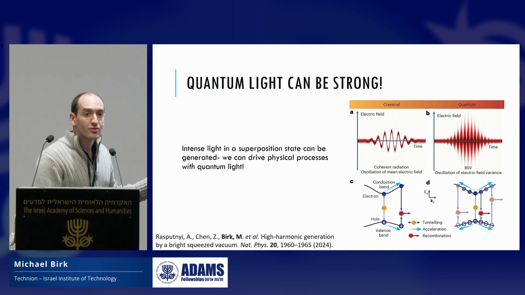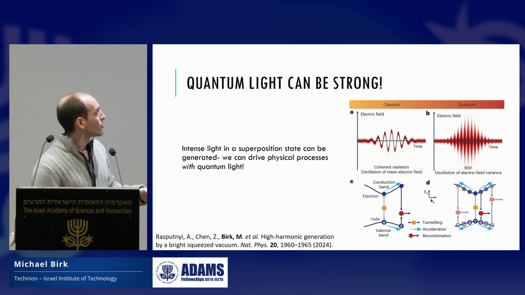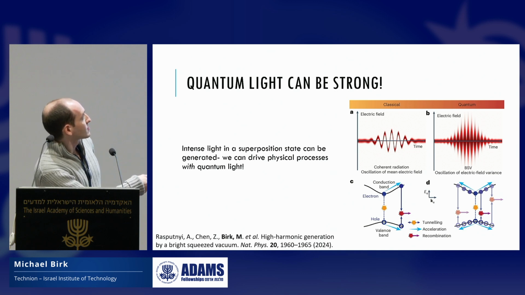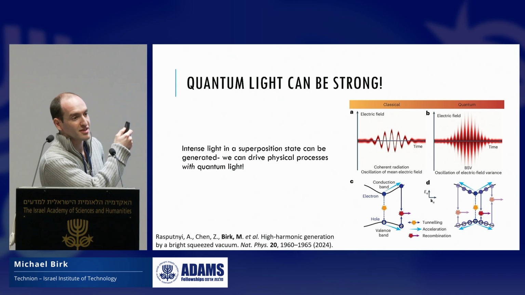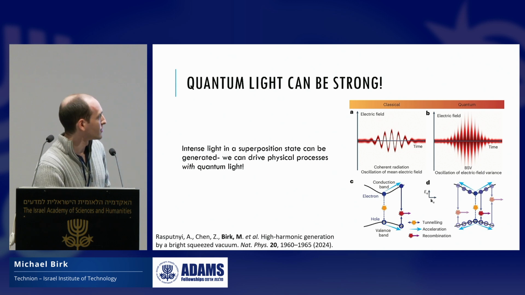It turns out we can generate very, very strong quantum light, quantum in the sense of superposition, not in the sense of entanglement, where we can take light. So this is classical light. It's oscillating like a wave, and it has a very specific phase and a very specific intensity at any moment. We can actually generate light that's very intense and has some superposition. So this is a distribution of intensities. It goes from plus some maximum value to minus this value. And we can drive physics with this.